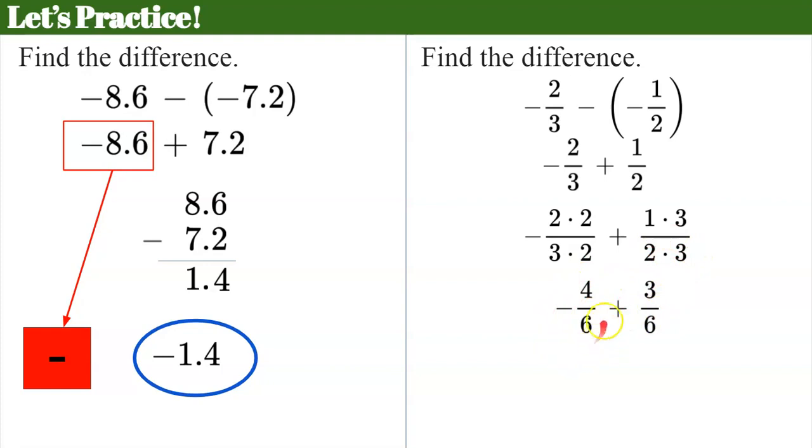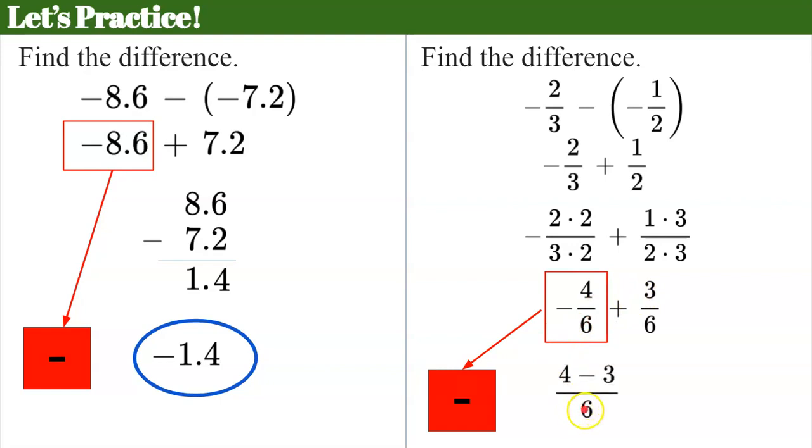So now I'm ready to identify that negative 4/6, the absolute value of that, is larger than the absolute value of 3/6. So that means my difference is going to be negative. So I'm making a plan so I don't forget that. Now I need to subtract the smaller absolute value from the larger. So that we're going to keep our denominator of 6. 4 subtract 3 is 1. So 1/6, and don't forget your negative sign. You should always make a plan. Negative 1/6 is our difference.